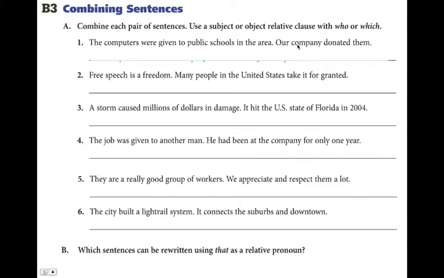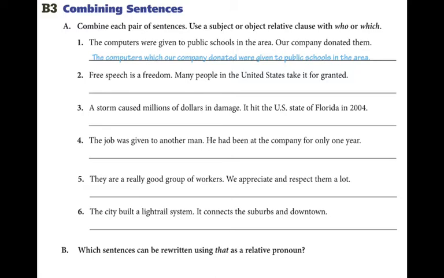And we can put these two sentences together to make a complex sentence with a relative clause like this. The computers, which our company donated, were given to public schools in the area. You could also write, the computers that our company donated were given to public schools in the area. It's also possible to omit this completely because it is an object relative pronoun.